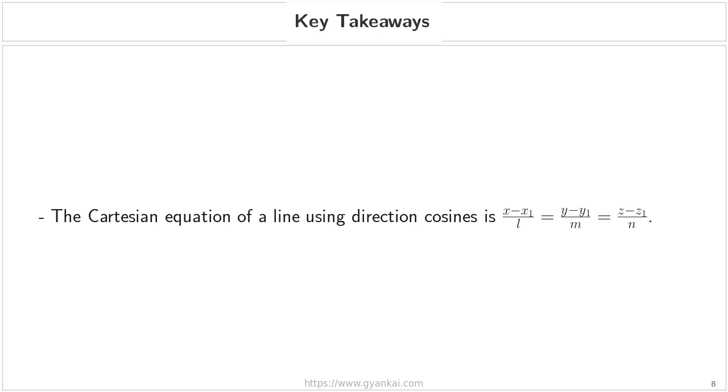Key takeaways. First and foremost, remember the main formula we've been working with. The Cartesian equation of a line using direction cosines is x minus x sub 1, all over L, equals y minus y sub 1, all over M, which equals z minus z sub 1, all over N. This is your fundamental tool when you know both a starting point and the specific direction of the line.